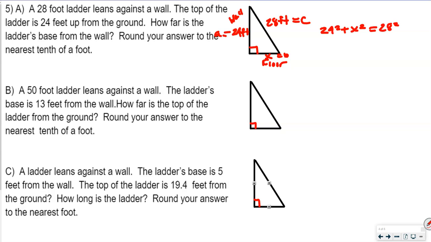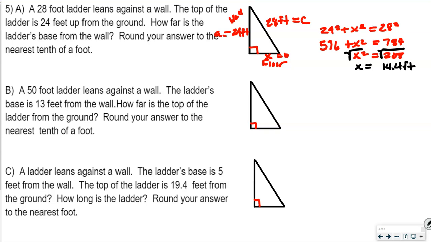So when I do 24 squared, I got 576, plus x squared equals 28 squared. I got 784. So I'm going to subtract the 576 from the 784. When I did that, I got x squared is equal to 208. And then I'm going to take the square root of both sides, right? So x is equal to 14. It says round to the nearest tenth of a foot. So this is 14.4 feet.